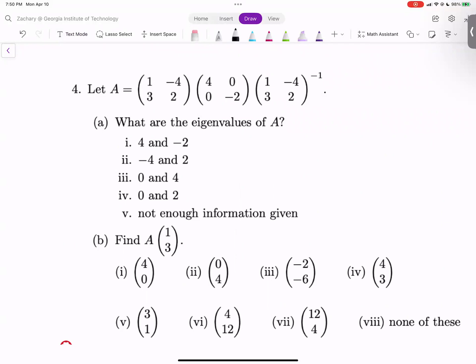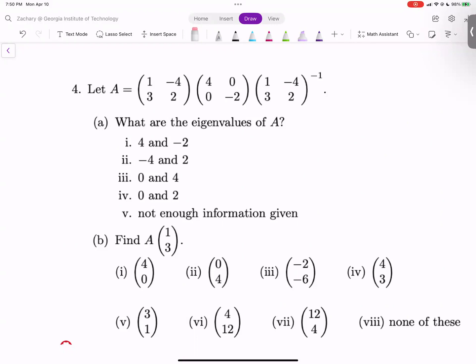Okay. So if it asks, what are the eigenvalues of A? Well, we have D, right? So what are my two eigenvalues? 4, -2, exactly. Okay. What are my eigenvectors here? Remember what C corresponds to? C is our eigenvectors, right? So is this an eigenvector? Yes. Is this an eigenvector? Yes. Okay, so your two eigenvectors are 1, 3, and -4, 2.